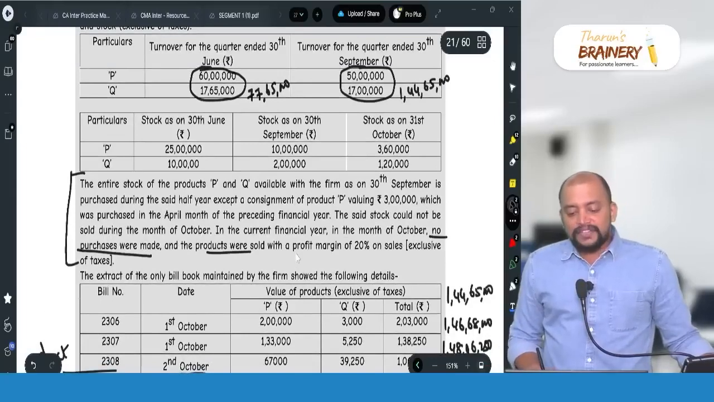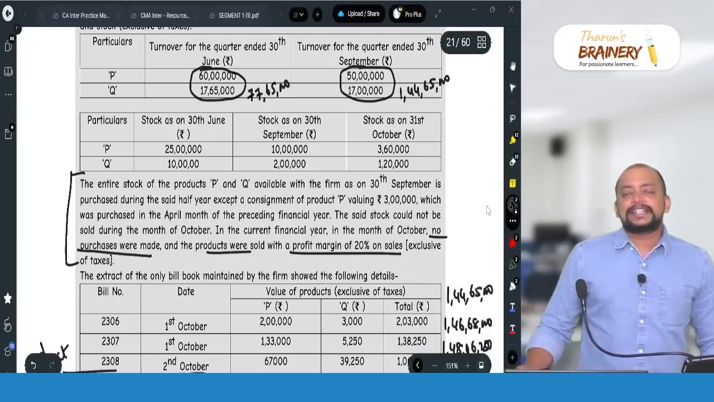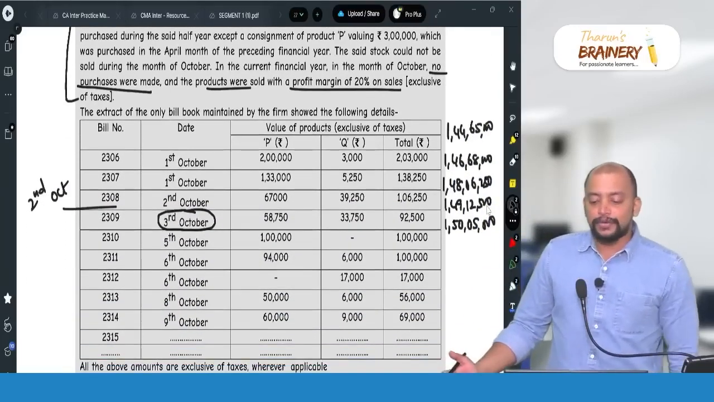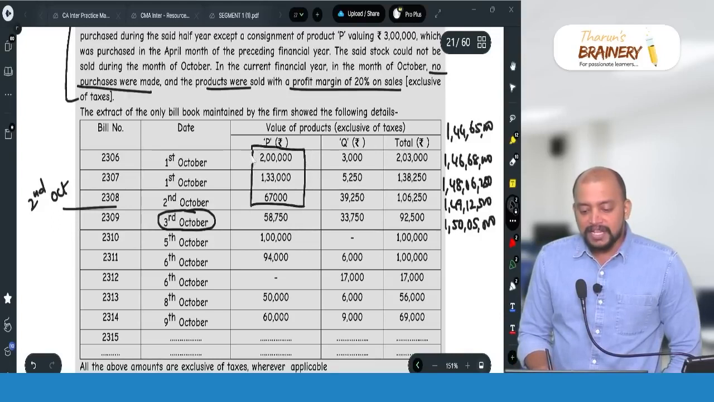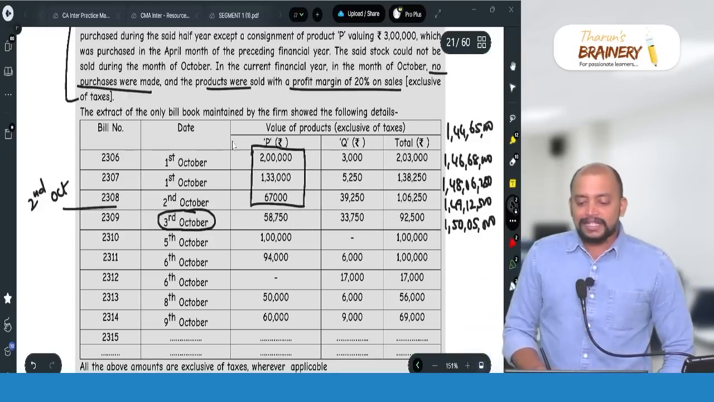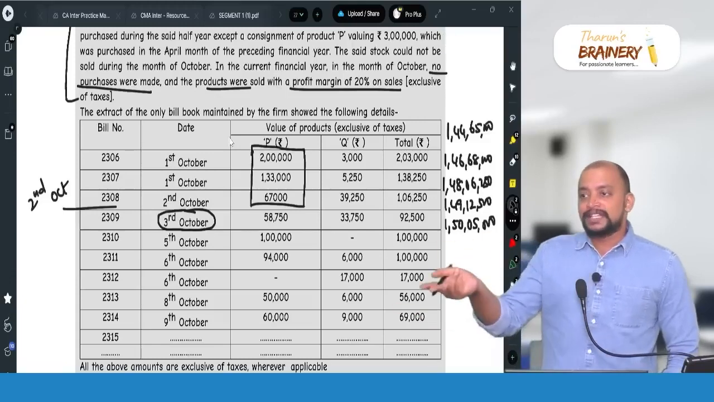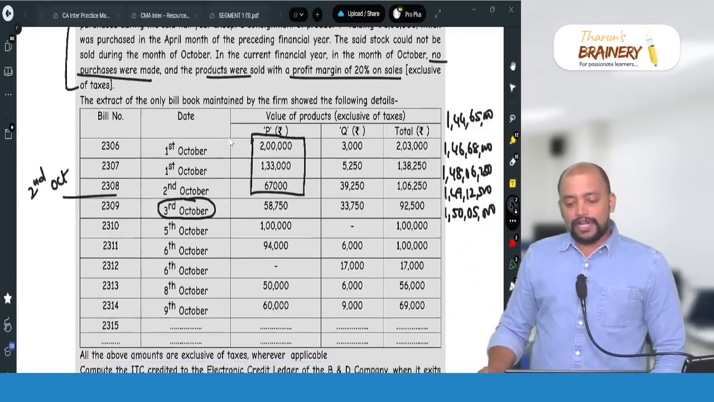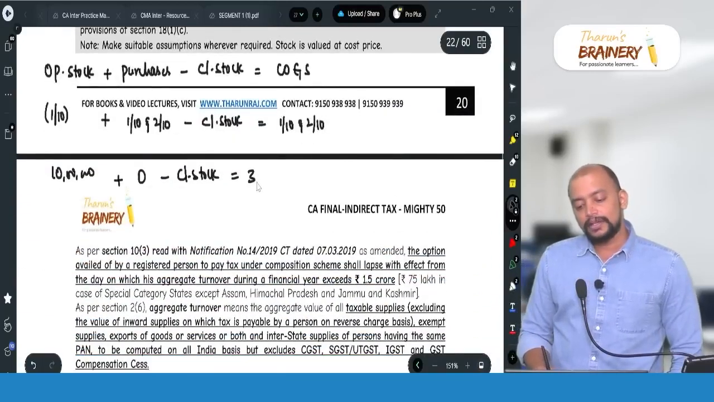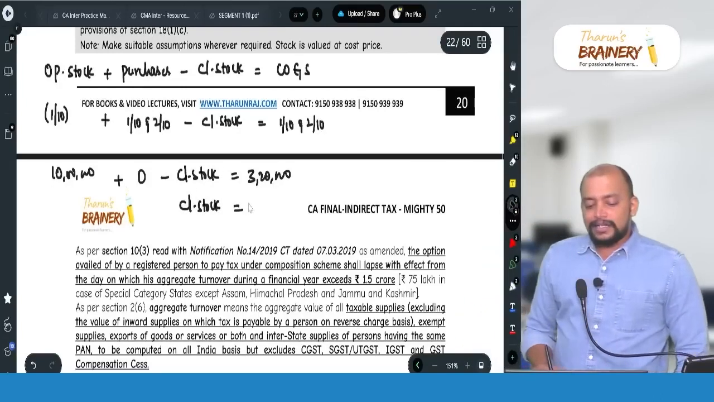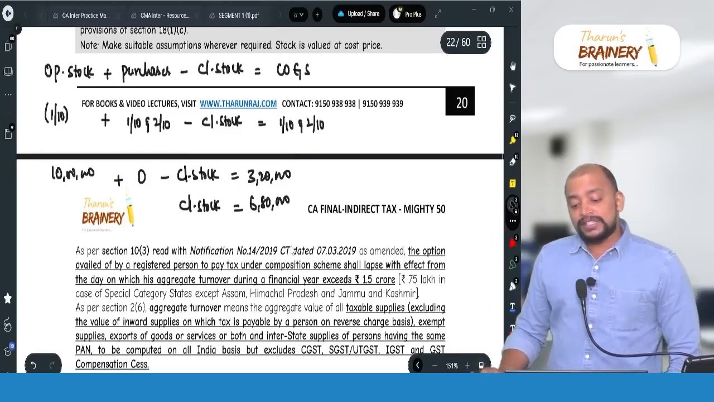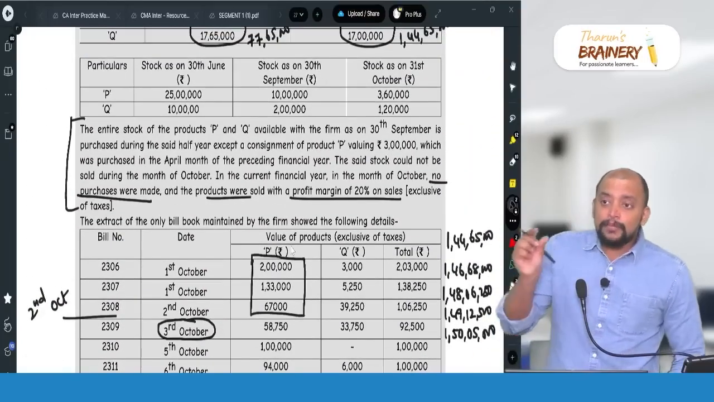So purchases were sold with a profit margin of 20% on sales. So take sales and reduce 20%, you will get cost of goods sold. What is the sales of product P for these 2 days? The sale of product P for these 2 days is 4 lakhs. 4 lakhs into 80%, because 20% on sales is profit. Then 80% on sales will be cost of goods sold. So 4 lakhs into 80% is 3,20,000. So therefore closing stock as on 2/10 is 6,80,000.